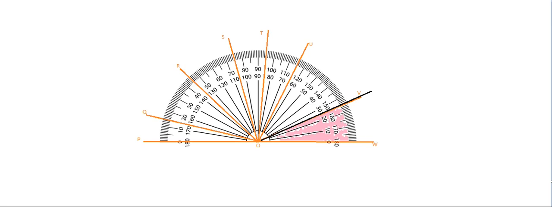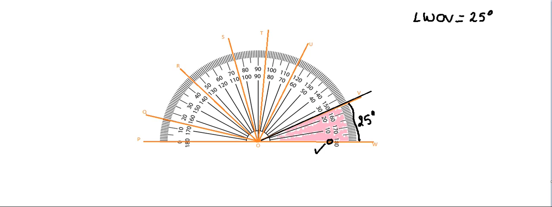So we have to find out the rotation of this ray from this point till this point. For this, we will take the initial point. The initial point we have to start from 0. This is 0 on the scale. This is 10, 20 and 25 degrees. That means angle WOV is equal to 25 degrees.